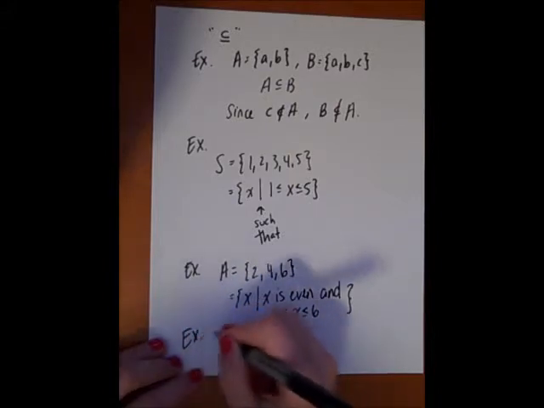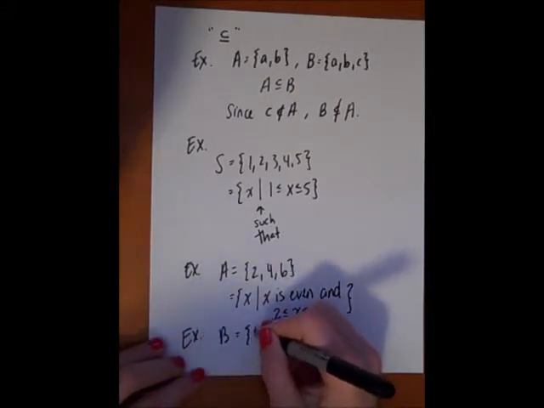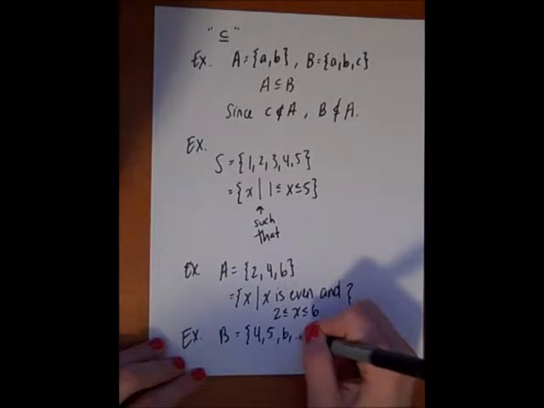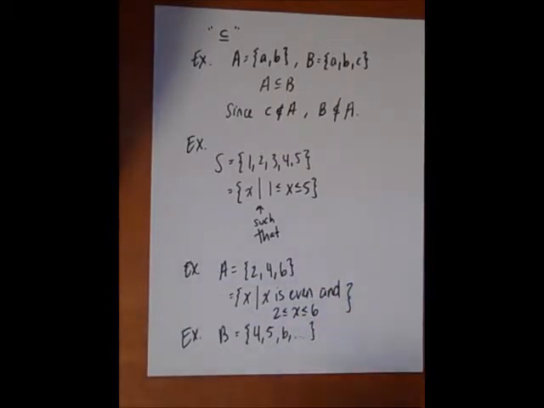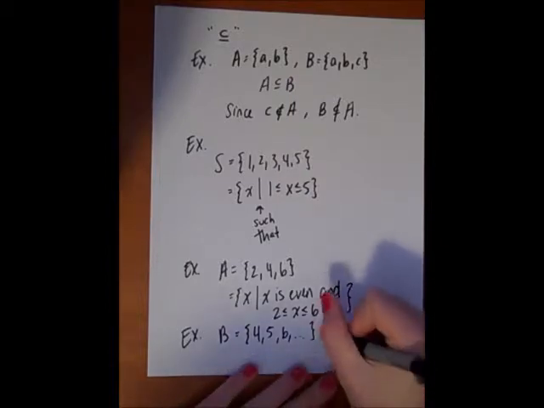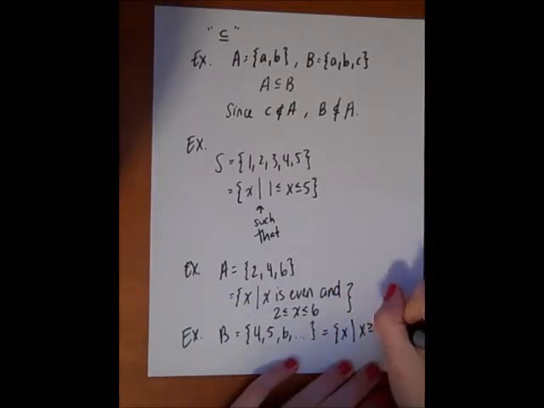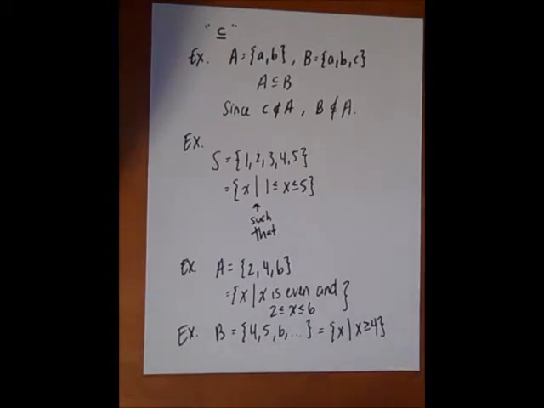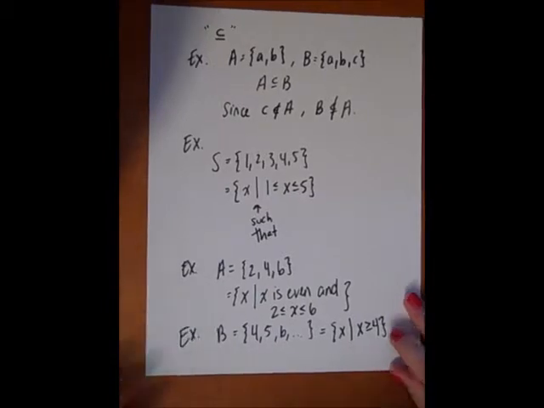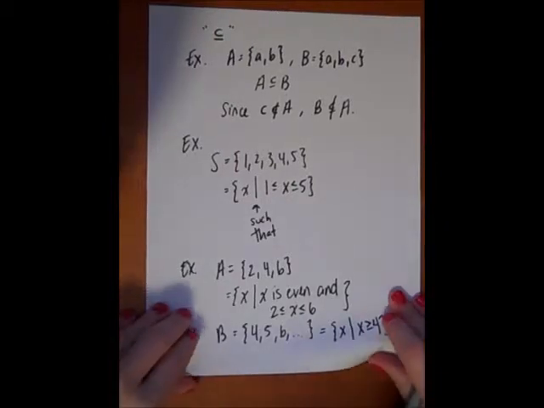Let's do one more. Let's say that B is the set of all numbers 4, 5, 6, and it goes on forever. So this is an infinite set, meaning that I have tons and tons of numbers in here, infinitely many, in fact. How could I write this? You could say this is the set of all x such that x is greater than or equal to 4. So, alternately, that's how you could write it. Any one of these is fine. There's no right way to do this. There's no wrong way to do this. It's completely up to you how you write these. So, just be comfortable with both.